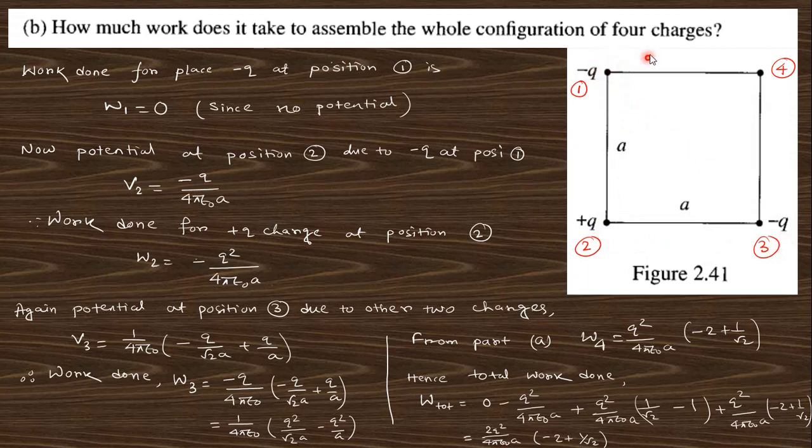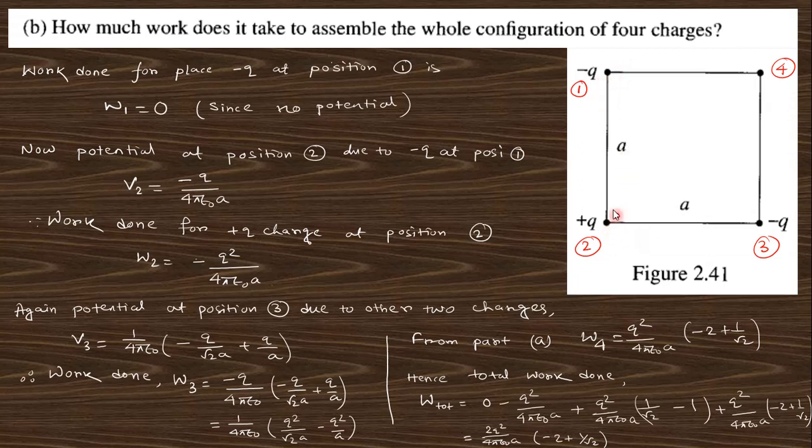When this first charge is taken from outside, there will be no potential because there are no other charges, so no potential means no work done, because charge into potential is 0. So the work done will be 0 for placing this charge.